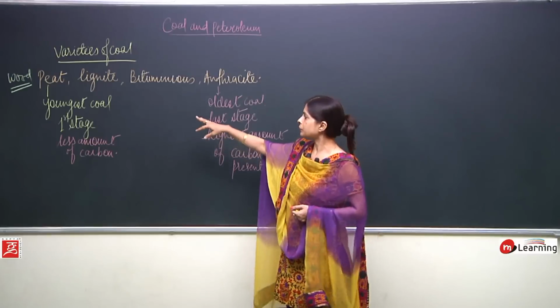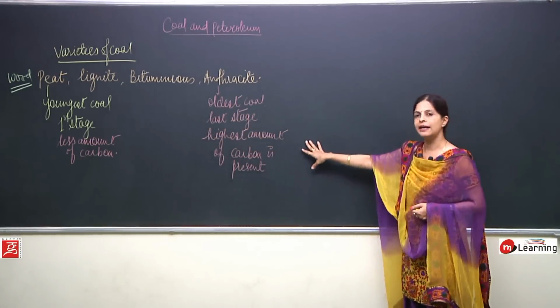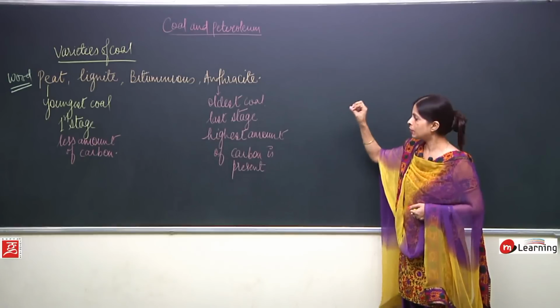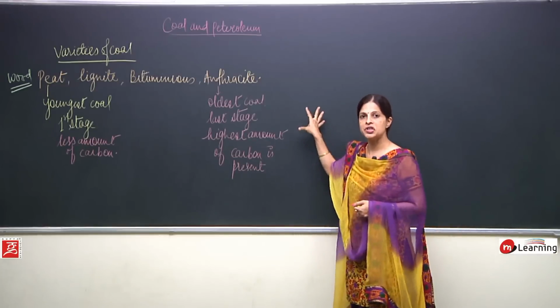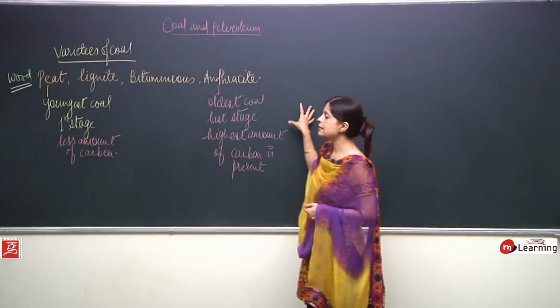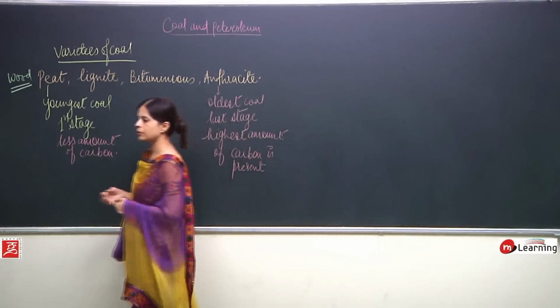Okay. Then it gets converted, as I just explained to you, into the coal with the highest amount of carbon. Okay. It is black, it is shiny, it is porous, and it emits very little pollution.